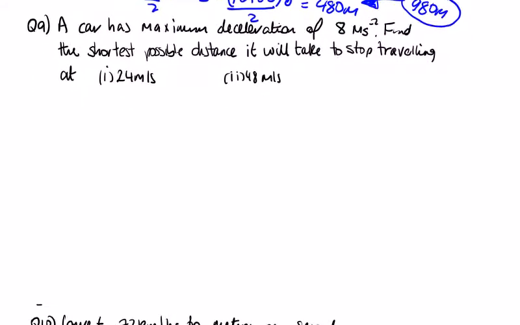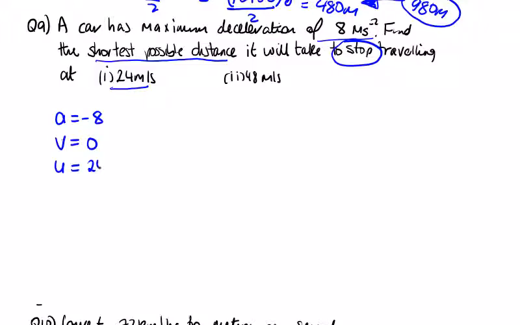Question 9. A car has a max deceleration of 8 meters per second squared. Deceleration, a is equal to -8. Find the shortest possible distance it will take to stop traveling at 24. Okay, we'll just look at the first part first. a is equal to -8. Now we're asked to stop, so that's rest. So that's my final velocity because it's moving at the start, and u is equal to 24, and we're looking for the shortest possible distance here. So s.